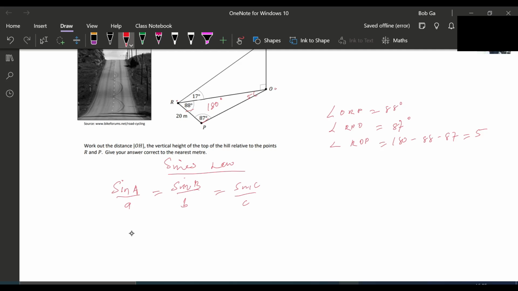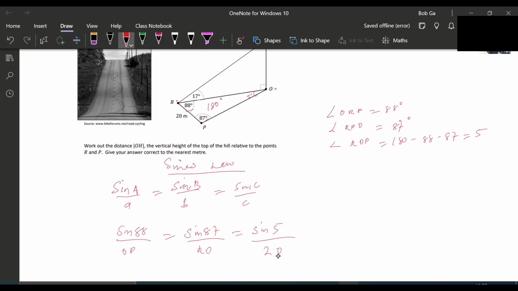Which means sine 88 all over OP, which is the side, must be equal to sine 87 all over RO, and it must still be equal to sine 5 all over 20. So we can use any of these two.